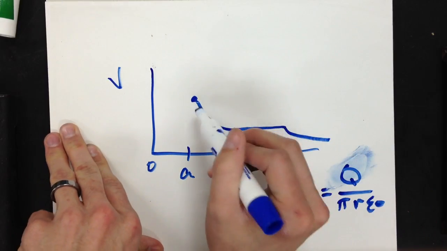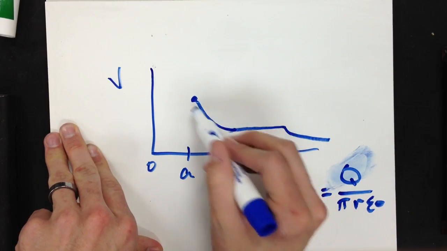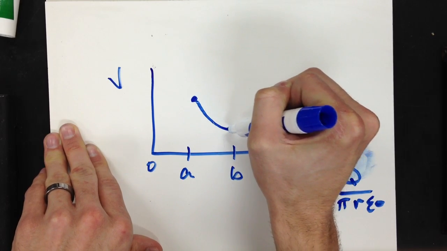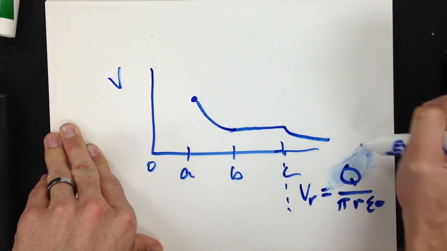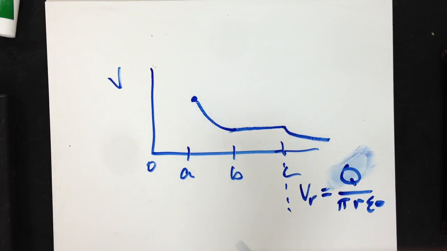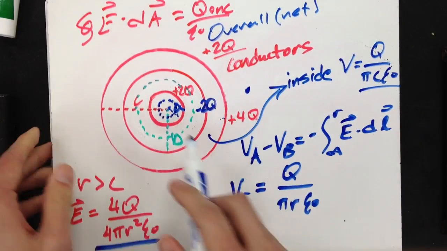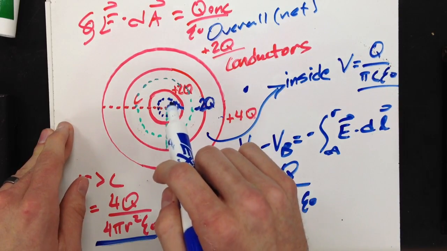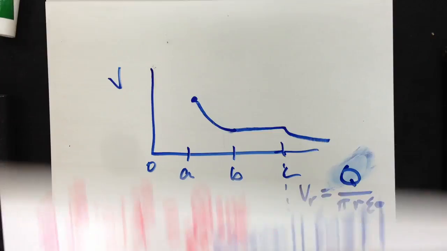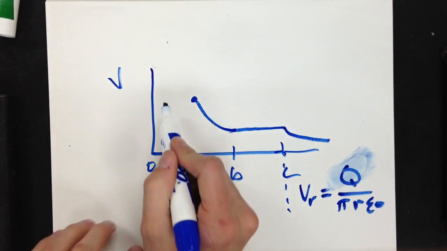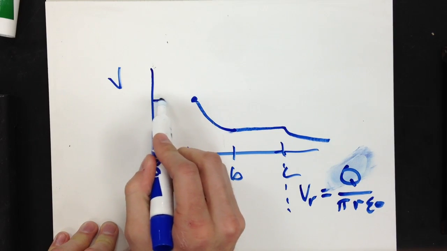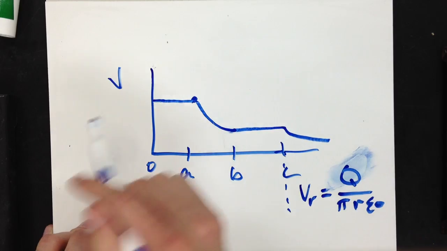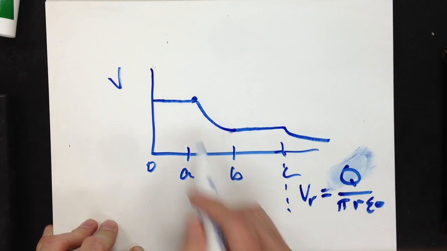So, again, this is in between my two conductors. So I have a 1 over R function, and it connects to that constant, and then I have a 1 over R function again. Then from 0 to A, I'm inside another conductor. So my potential is going to be a constant again. Because they are like charges, this graph is actually going to be very smooth. It's going to be a continuous graph.